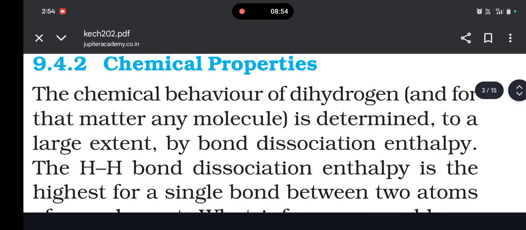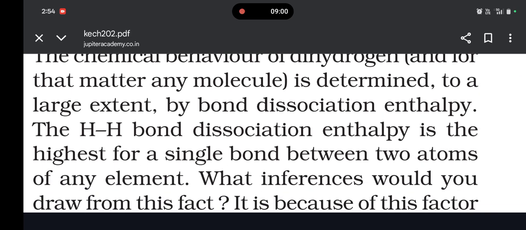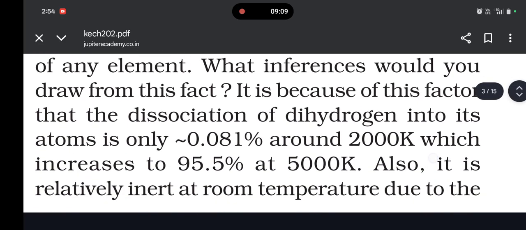The chemical behavior of dihydrogen, and for that matter any molecule, is determined to a large extent by bond dissociation enthalpy. The H-H bond dissociation enthalpy is the highest for a single bond between two atoms of any element. What inferences would you draw from this fact? It is because of this factor that the dissociation of dihydrogen into its atoms is only 0.081% around 2000 Kelvin, which increases to 95.5% at 5000 Kelvin.